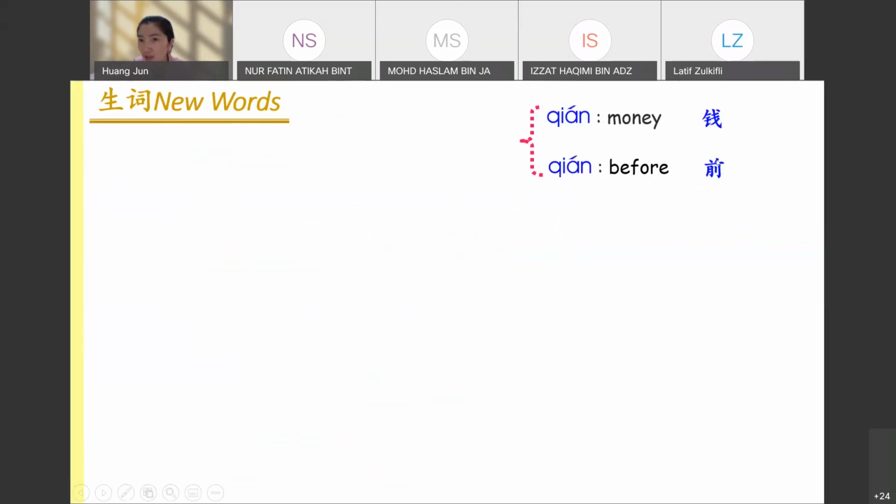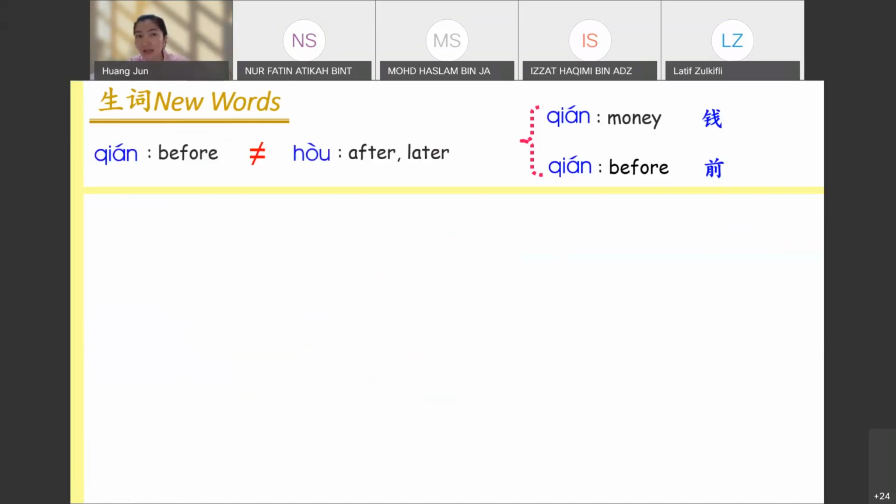So 钱 means before. You can see they share the same pronunciation. Even the tone mark, initial, final, and the tone, they are all the same. But the Chinese character and the meaning are different. Okay, so the new word 钱 at here means before. So then we have before and after new words in lesson 4. After is 后, before is 前.